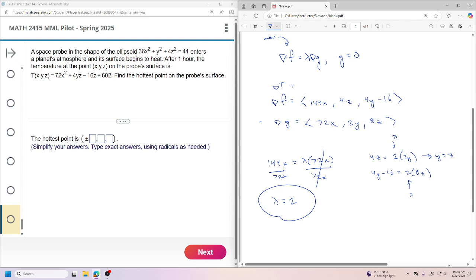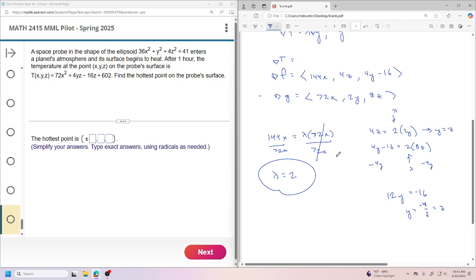So here I have 16. Sorry, I'm blinking out a little bit. Minus 4 on both sides, so that would be 12 now. So 12y is equal to negative 16. Y then would equal negative 4 over 3, essentially. And therefore, z also equals that. And then x. Oh, I'd have to go back and plug it in up here. So then 36x squared plus (4/3) squared plus 4 times (4/3) squared.